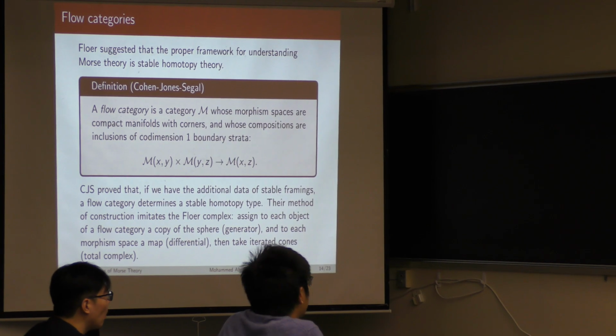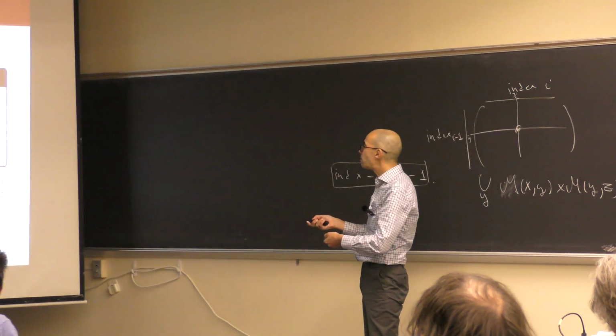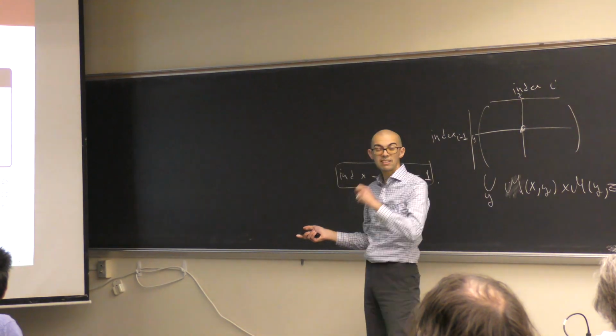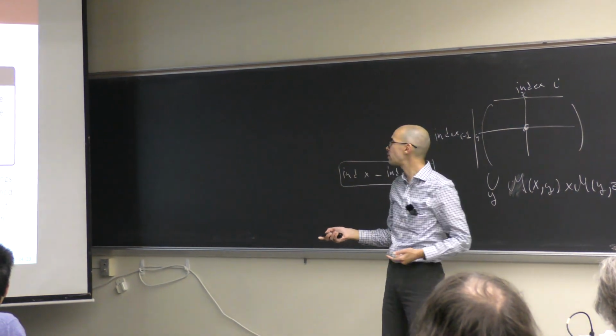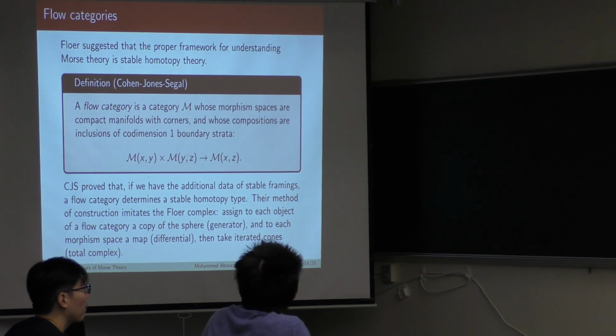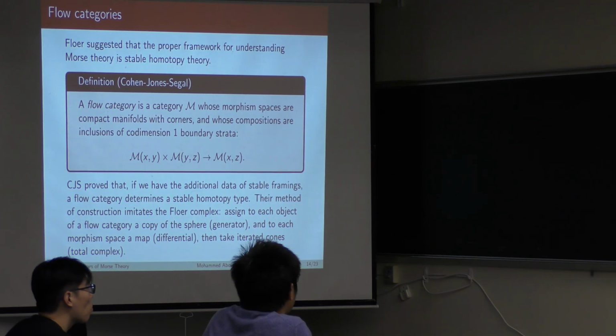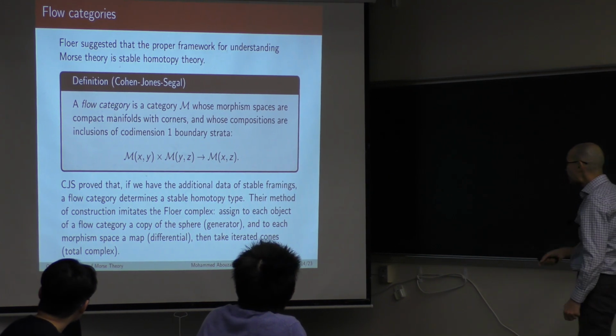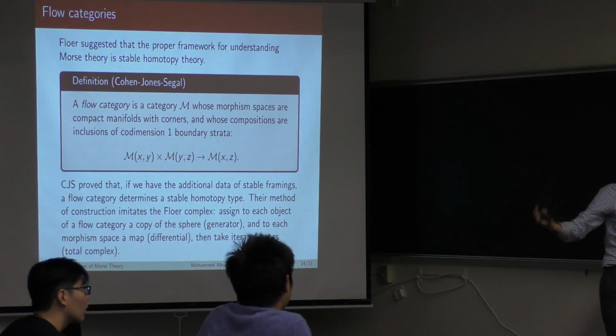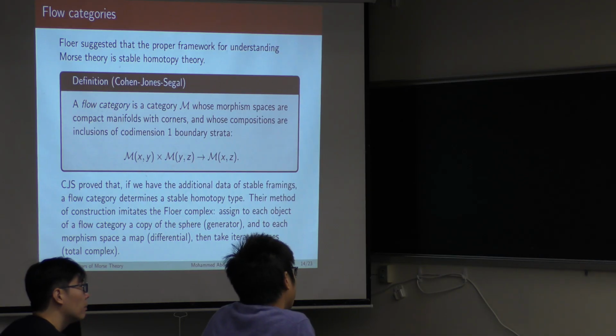And now it's going to be a generator to build what? You'd like to say to build a CW complex, but really to build a stable homotopy type. So you can have a copy of the sphere, again in the world of stable homotopy, for each critical point, for each object, and then you're going to attach these things to each other iteratively using the moduli spaces.